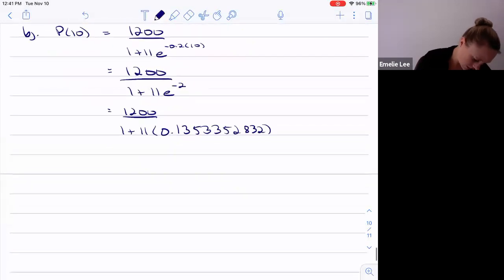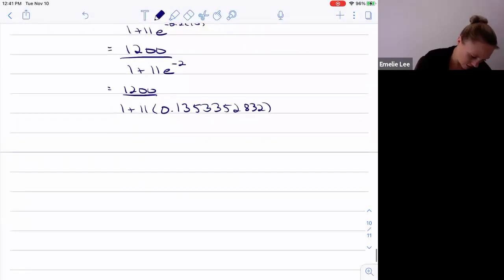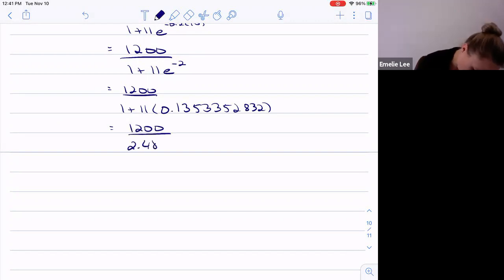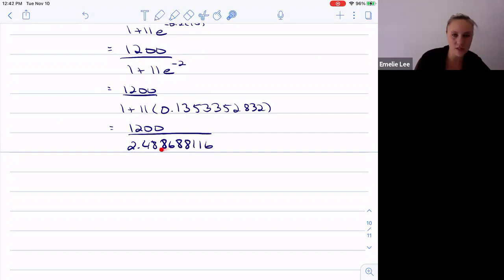0.135335282 times 11 and plus 1. I'm going to cheat because I'm running out of space there. And then 1200 divided by 2.488688116. Keep as many decimals as you can and write them down. It's not that bad. Now 1200 divided by that.